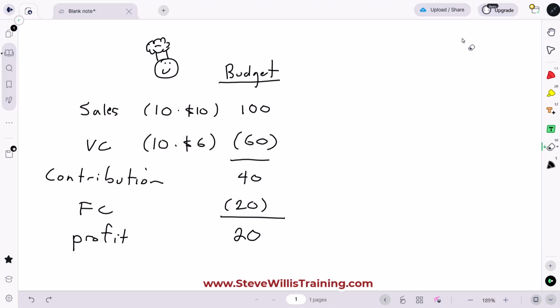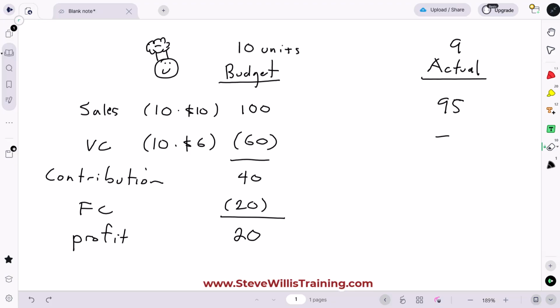At the end of the week, I'll have my actuals. And let's look at our actual results. And sadly, I discovered that I only sold 9 units. I was planning to sell 10, but I only sold 9 units. So guys, my sales volume is lower than budgeted.